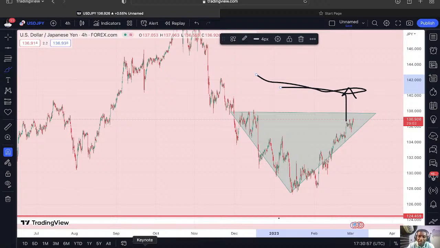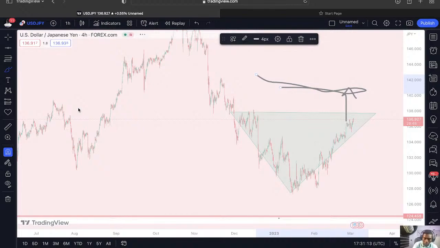So we are only buying here when we have a breakout. Okay, so let's check out what the 1 hour time frame is talking about.